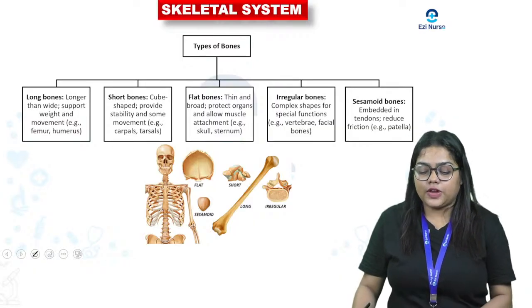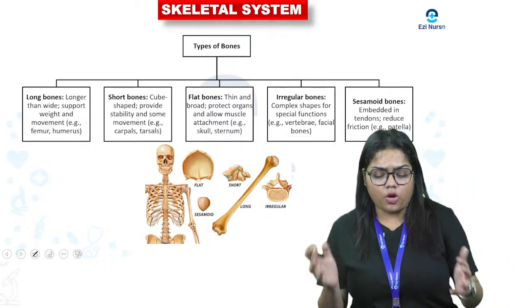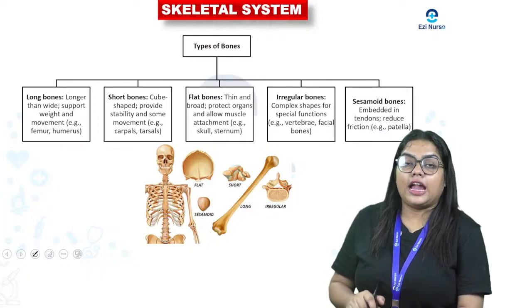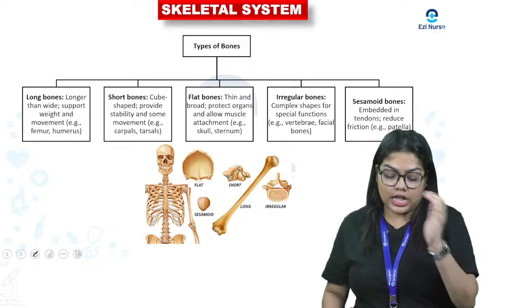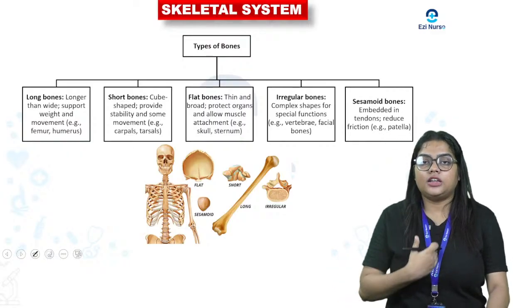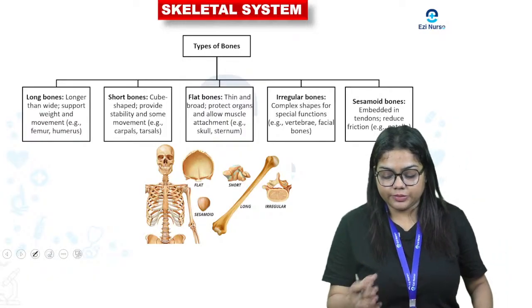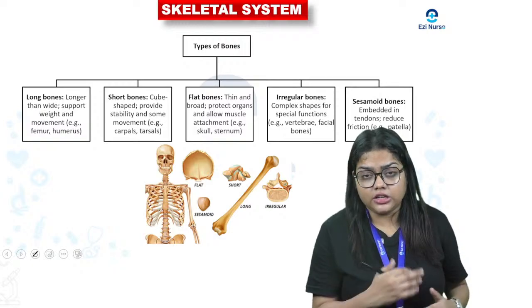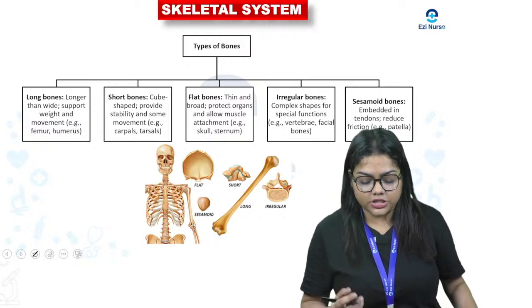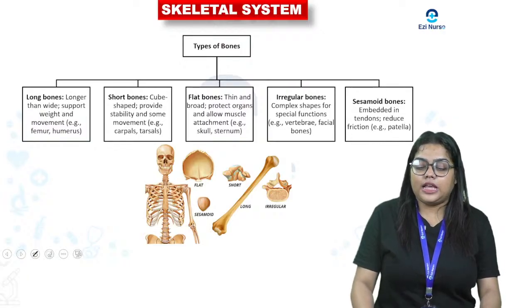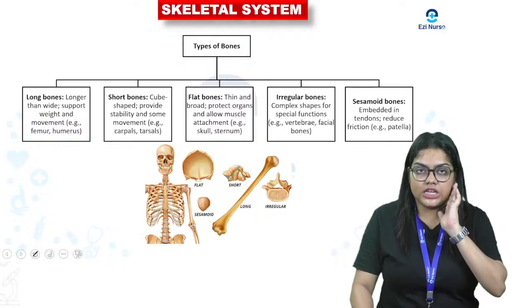Then flat bones. Flat bones are thin and broad, protect organs and allow muscles to attach. Whose are those? The skull bone, or the sternum in our chest, in the middle of the rib cage. Next are irregular bones, which have very irregular shapes. It is not a particular shape, but a complex shape for special functions. Examples are the vertebra or facial bone.